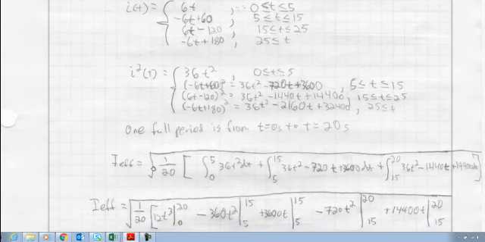The effective current is going to equal the square root of 1 over the period, so the period is going to be 20 seconds. The integral from 0 to 5, so this is our I squared from 0 to 5. This is our I squared from 5 to 15, and this is our I squared from 15 to 20. So we're just integrating all of those.